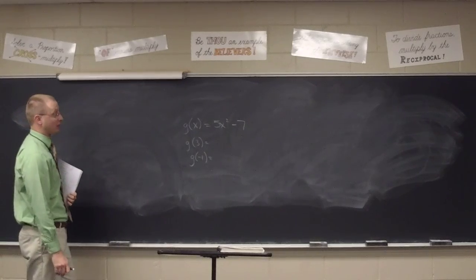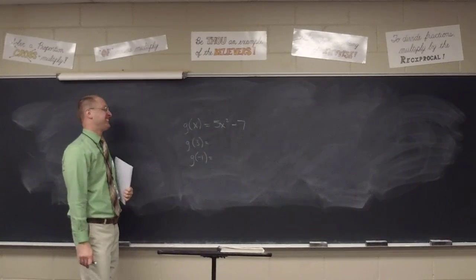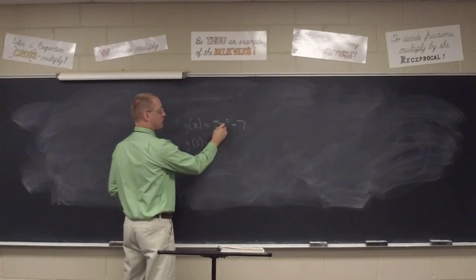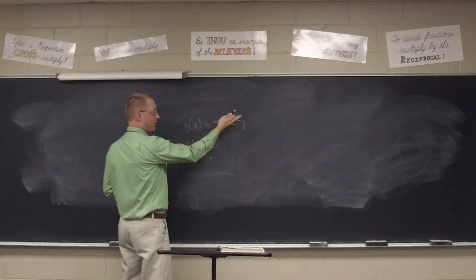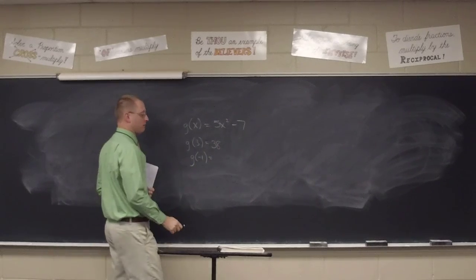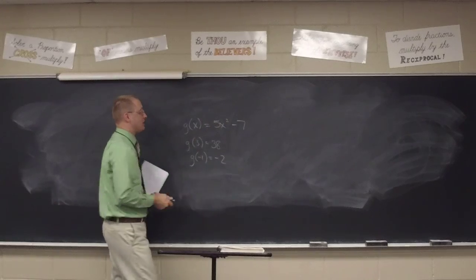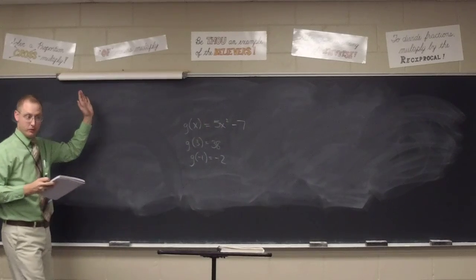You are allowed to use your calculators if you need to. What do we get for g of 3, class? 38. We'll start by putting the 3 here, squaring it to get 9, times 5 is 45, minus 7 is 38. What about g of negative 1? Negative 2. We'll square the negative 1 to get 1, times 5 is 5, minus 7 is negative 2. How many of you got both of those correct?